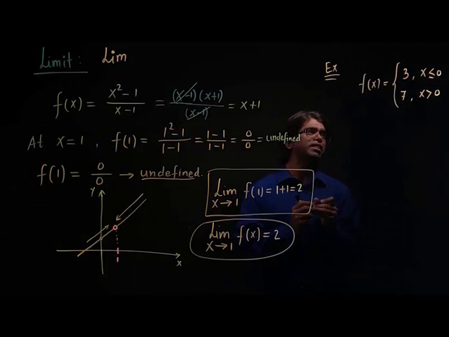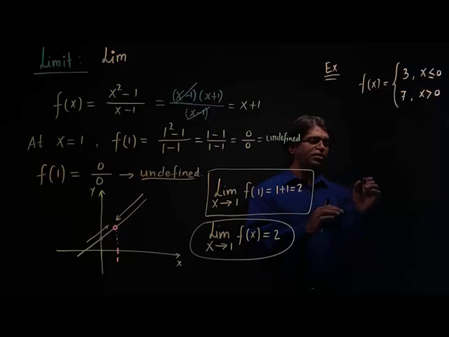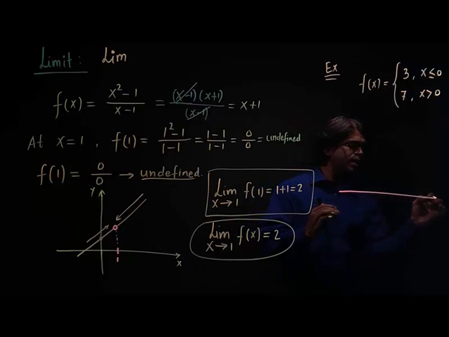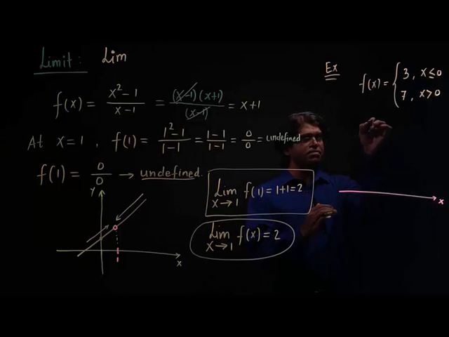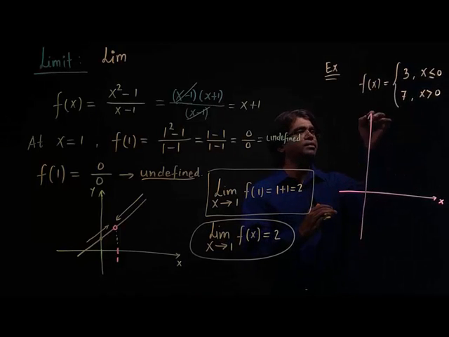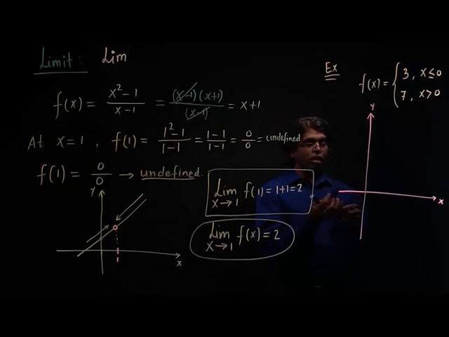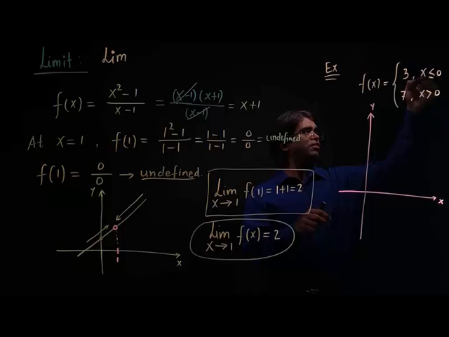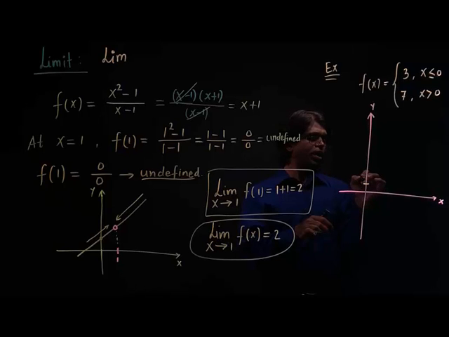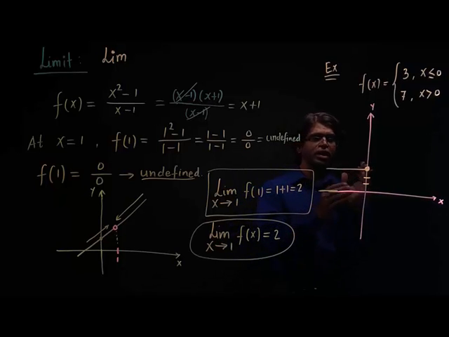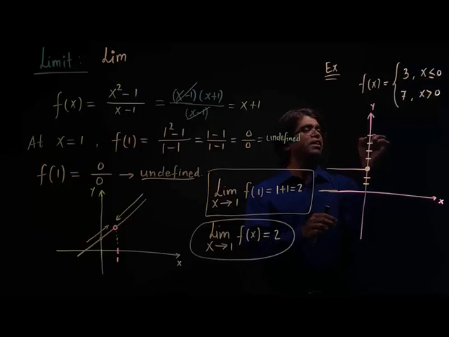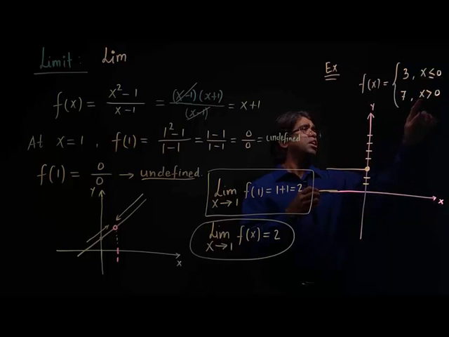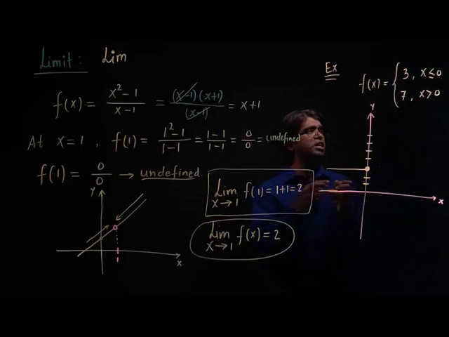Now, in order to explain this function, I'm going to graph it. So this is my x-axis and this is my y-axis, right? Now, we need to graph the function when x is less than or equal to 0. The value of the function is 3. So this is 1, 2, and this is 3, which is left of the y-axis. And then this is 4, 5, 6, and 7, and x is greater than 0. The value of the function is 7.